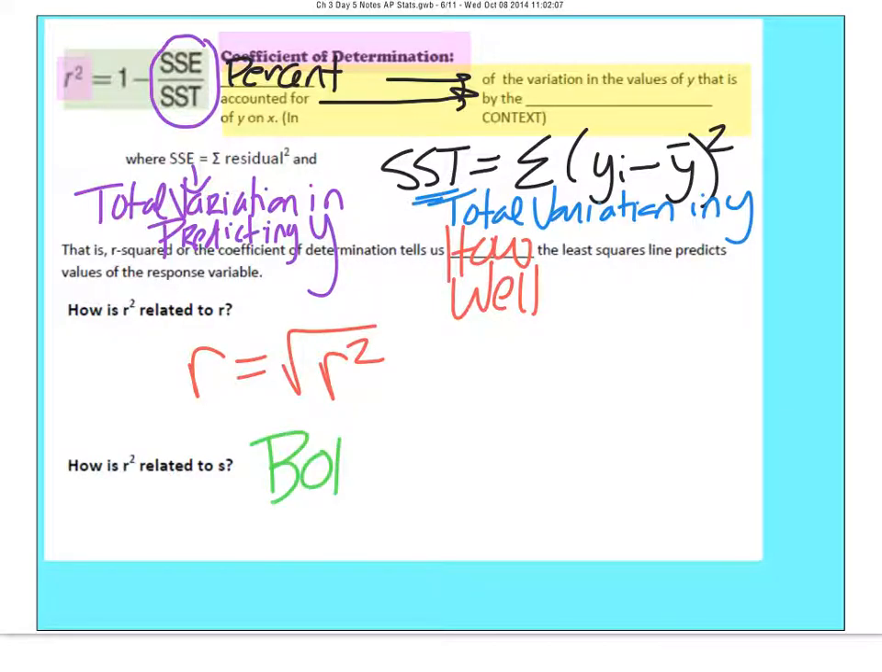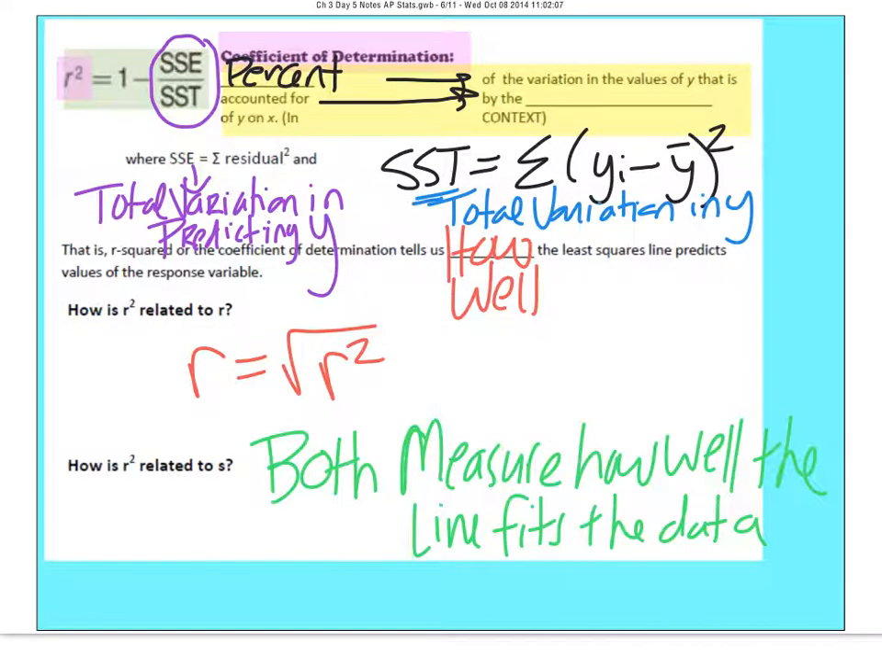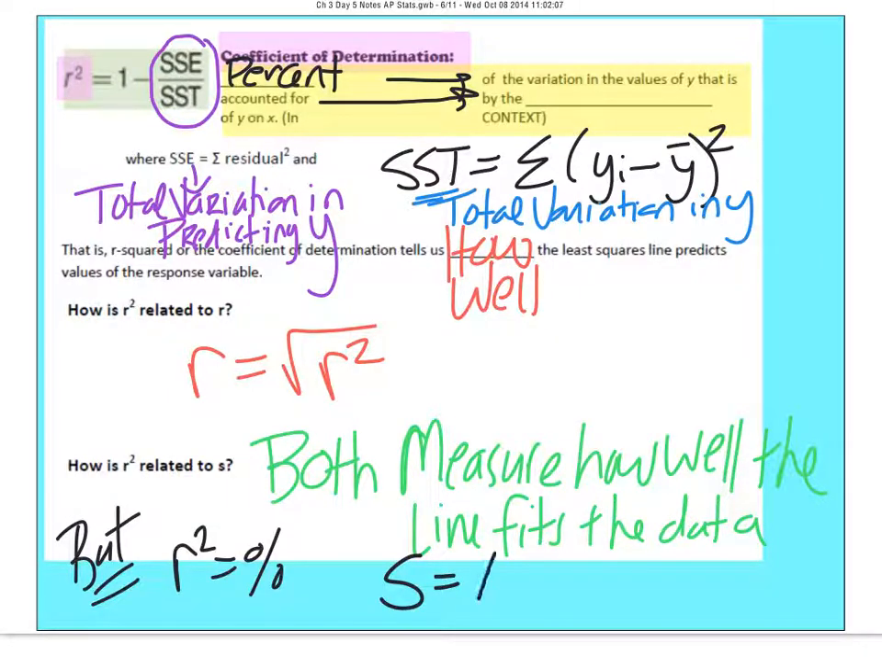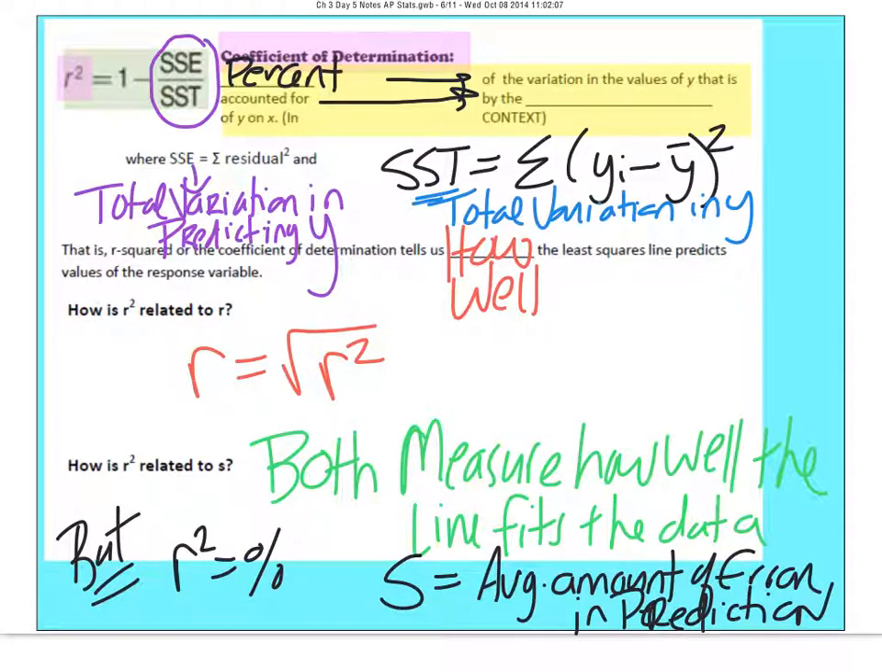Well, both of these measure fit, and they tell us how well the line fits the data. But the one difference is this: r squared is a percent of how well it fits, whereas s tells us about the average amount of error in our prediction. It's good to know r squared and s by definition and in context, because typically you're asked to define one of those on a free response question on the real exam.